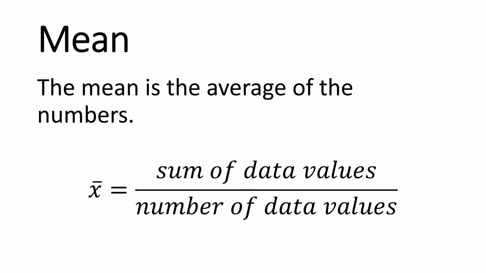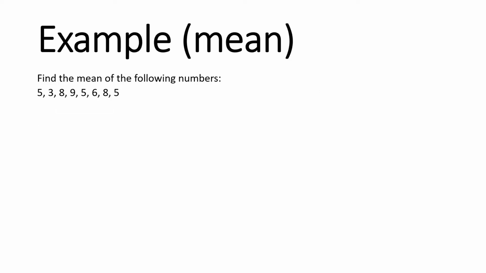So the mean. The mean is the average of all the numbers. To calculate the mean, we calculate the sum of all of our data values and divide by the number of data values. Let's have a look at an example of the mean. So find the mean of the following numbers: 5, 3, 8, 9, 5, 6, 8, 5.